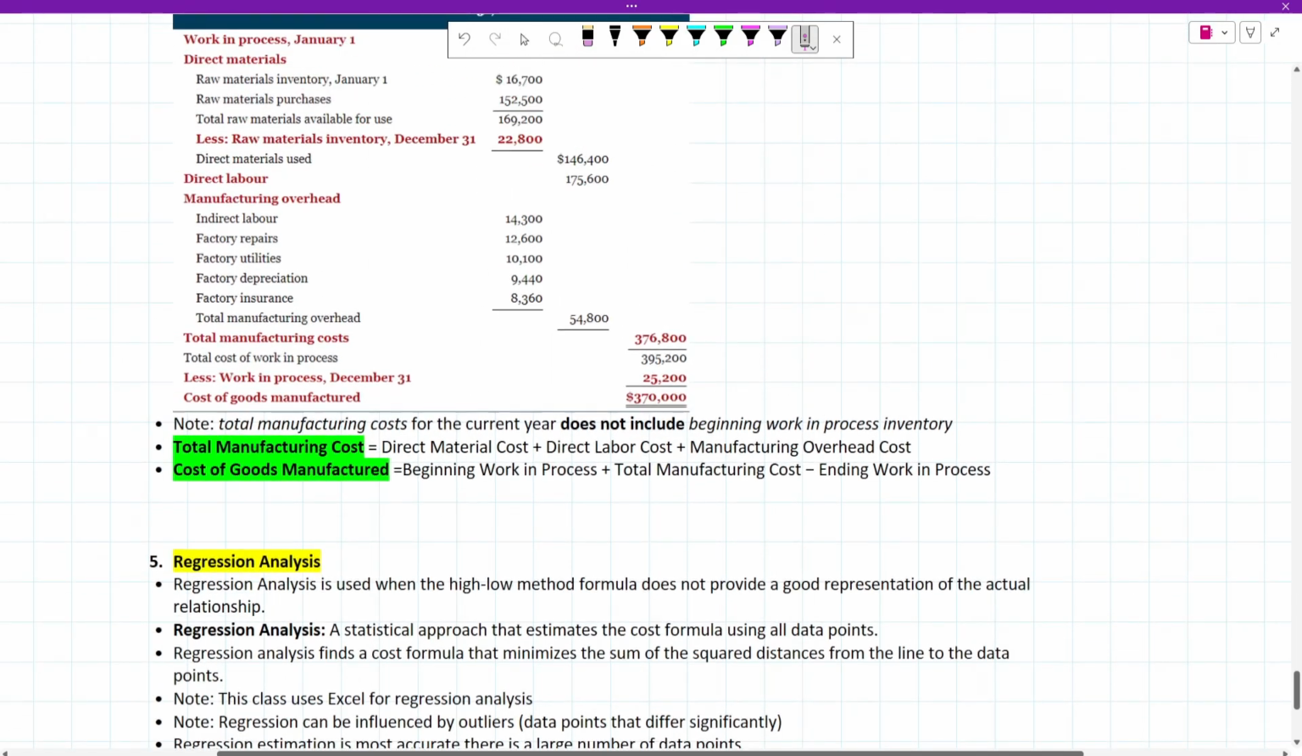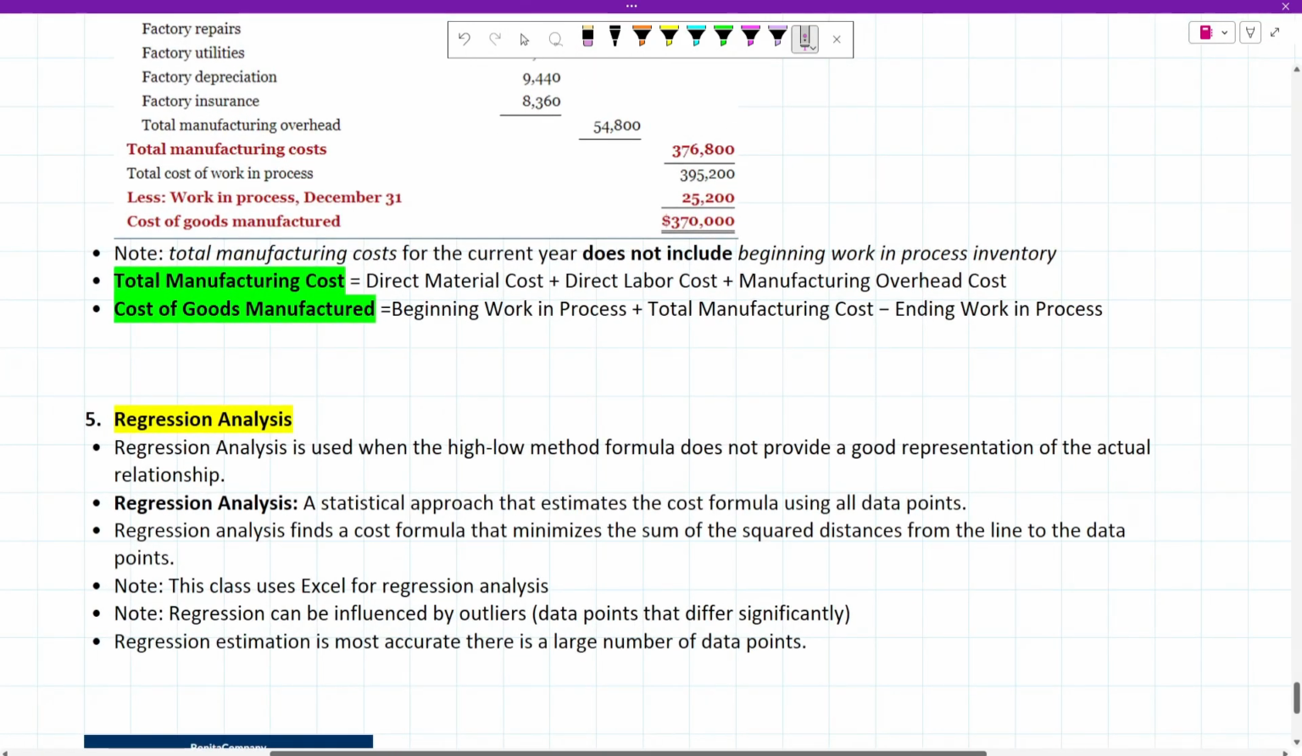So lastly, number 5, regression analysis. Regression analysis is used when the high-low method does not provide a good representation of the actual relationship of our data. The regression analysis is a statistical approach that estimates the cost formula using all data points. So compared to the high and low method where we use the high value and the low value, here we're going to be using all data points. Regression analysis finds a cost formula that minimizes the sum of the square distances from the line to the data points. So this is just a summary of what it does.